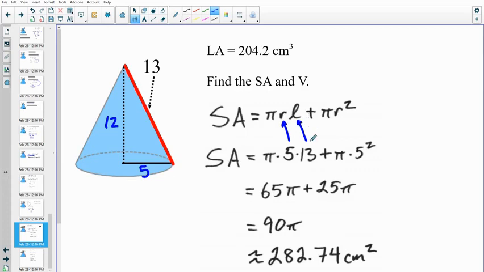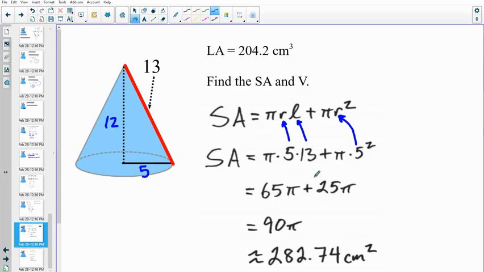Nope, I take it back. We were given that. We didn't need to figure that one out. But the radius, we had to use formulas to find that. Anyway, we plug everything in. 5 times 13 is 65. 5 squared is 25. I put these together and said 65 pi plus 25 pi is 90 pi.